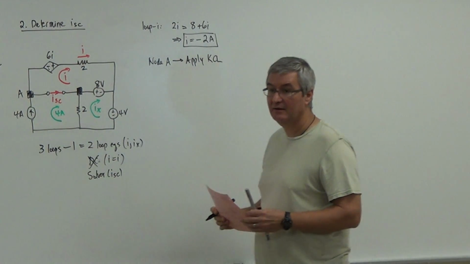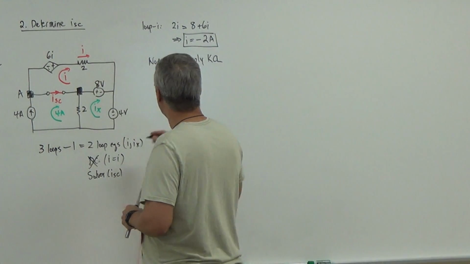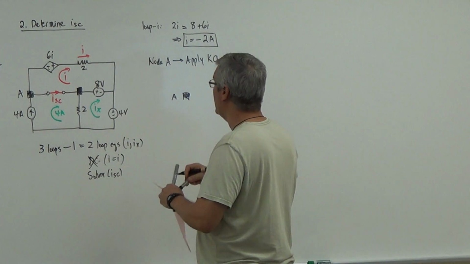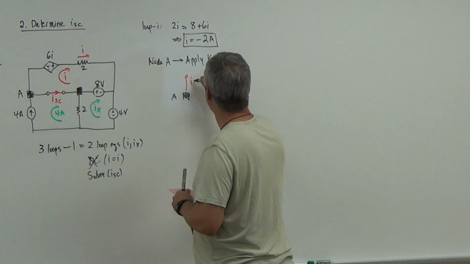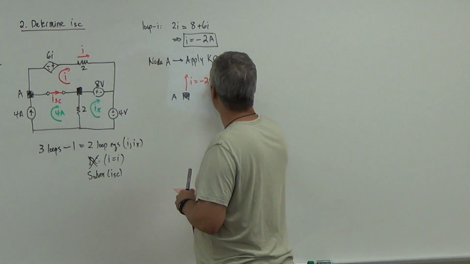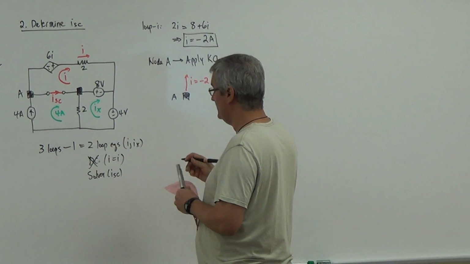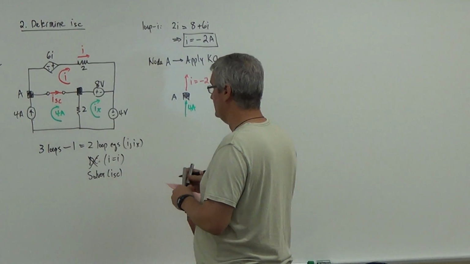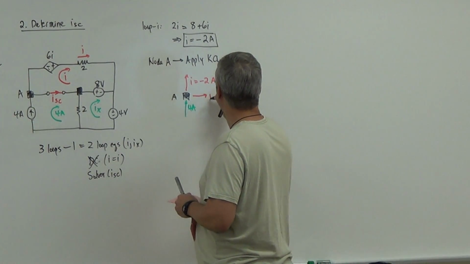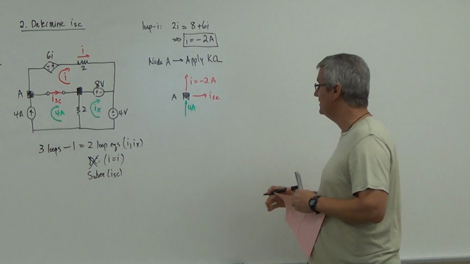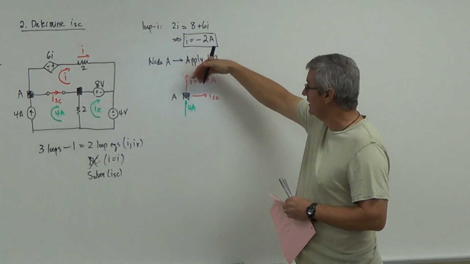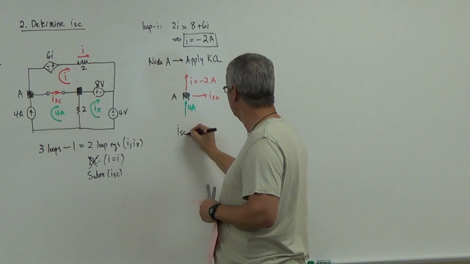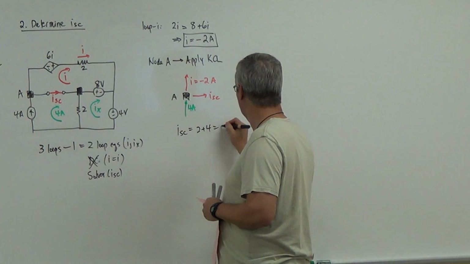At node A, I have I coming out, which is negative 2 amps. Obviously it's coming in. I got 4 coming in, and I now have I short circuit going like that. So this current is really coming back in, so I get 2 plus 4 gives me I short circuit. KCL tells me that this has to be 2 plus 4, which is 6 amps.